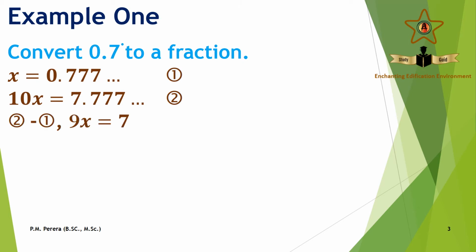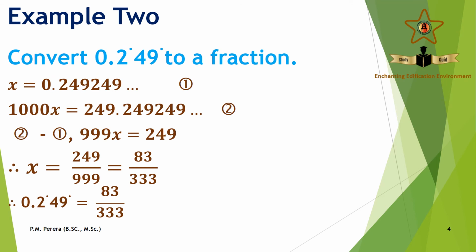Now we get 9x equals 7. All decimals are removed. So x is equal to 7 divided by 9. So the recurring decimal 0.7 is equal to 7 over 9. Now we can move into the next example.